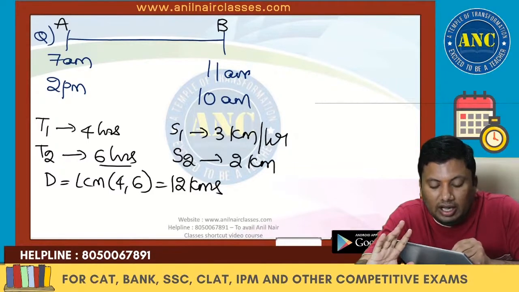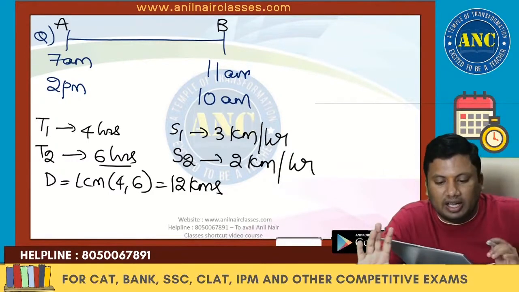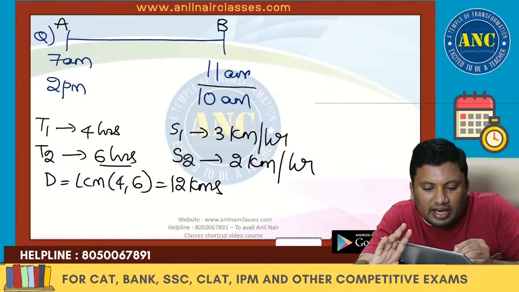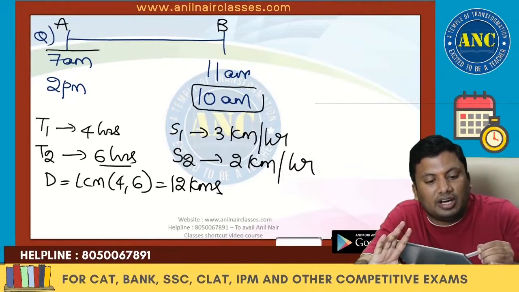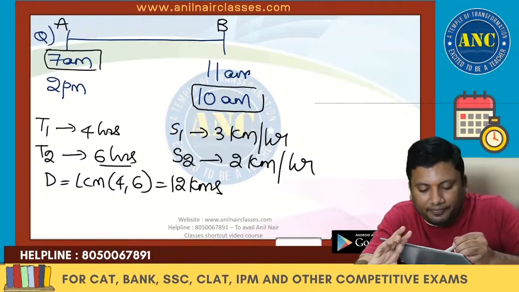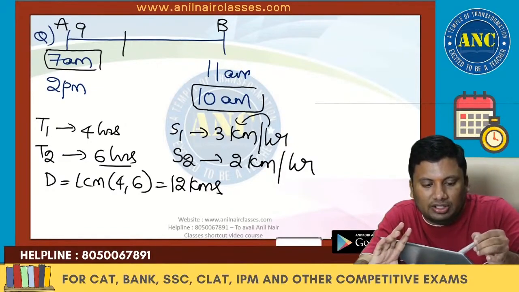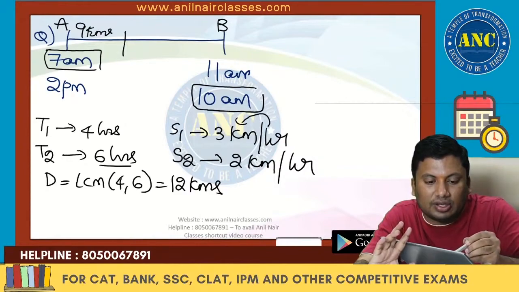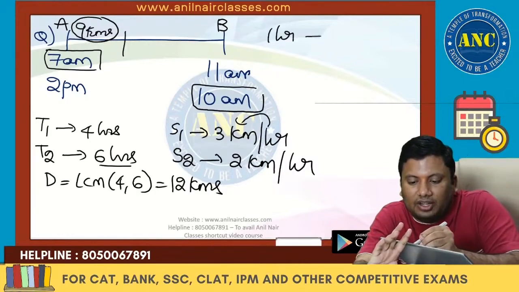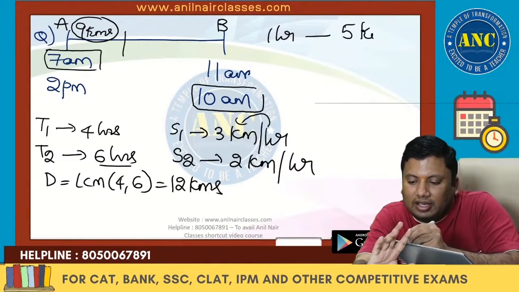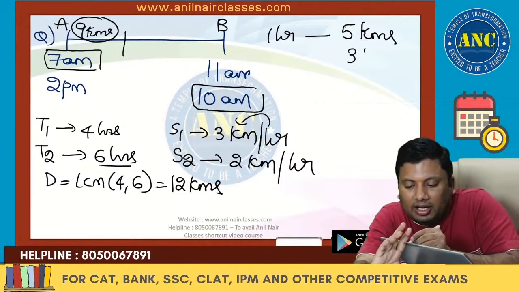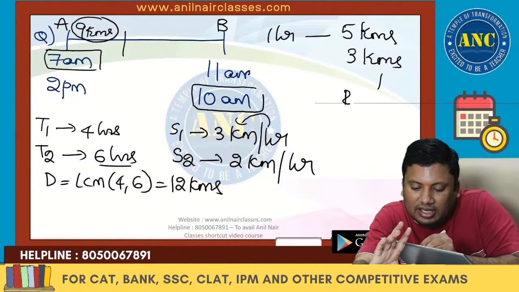I hope it is clear. 3 kilometers and 2 kilometers. Till here, no doubt. Now see, the second train started at 10 a.m. The first train started at 7 a.m. 3 hours it has traveled. 1 hour is 3, so 3 hours is 9 kilometers it has already traveled. That means in 1 hour, left side 3, right side 2, total 5 kilometers. But out of 12, 9 already traveled. Remaining is 3 kilometers. This is the remaining distance.